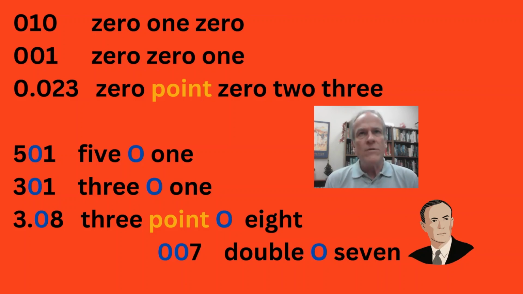Where O sounds better than zero is usually when it's in the middle of 3 numbers, okay? So if you look at the first one, it says 501. Sure, you can say five zero one, but it fits better, sounds better to say five-O-one, three-O-one, 3.08, three point O eight, no problem. But when you find the zero in the middle, you can say O. And of course, the last one, the exception, 007, right? Double-O-seven, not double-zero-seven. 007, James Bond.